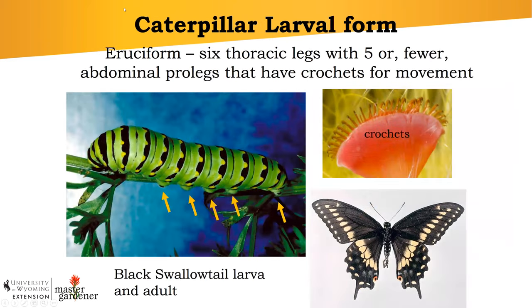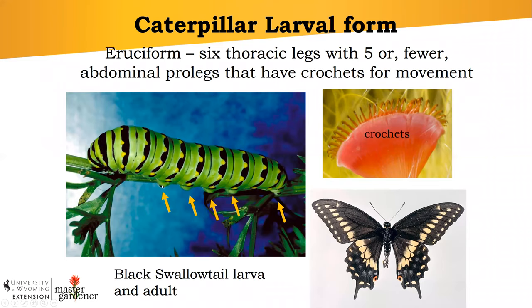The caterpillars of our butterflies and moths have eruciform bodies. They have six thoracic legs. In this caterpillar, the head is up here, and they kind of bend it down. Right behind those are what's going to be the adult legs, so they're on the thoracic segments.